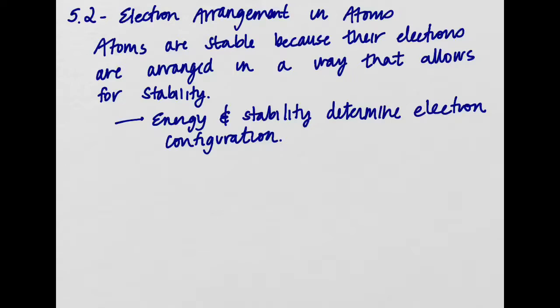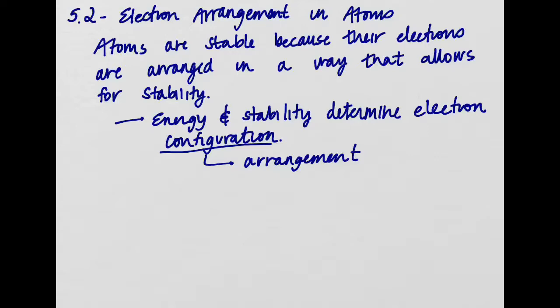So this energy of electrons and the stability of electrons determine this thing called electron configuration. And you can think of configuration as arrangement, as the arrangement of electrons within an atom. So we're just going to be learning.